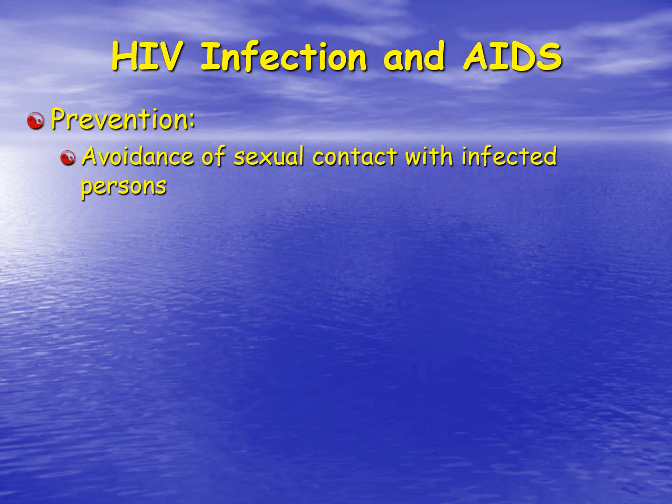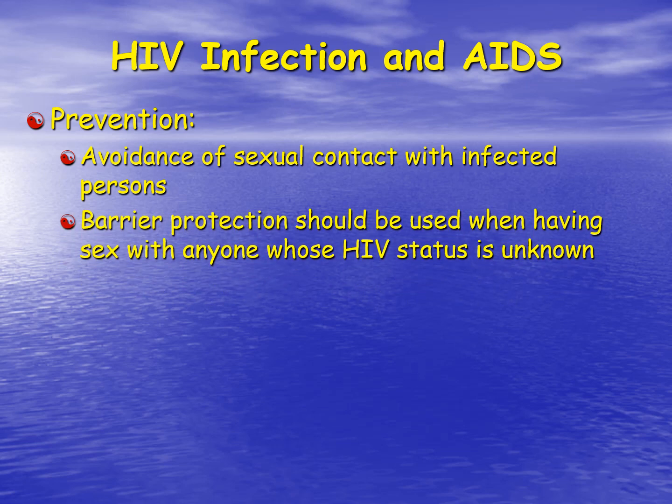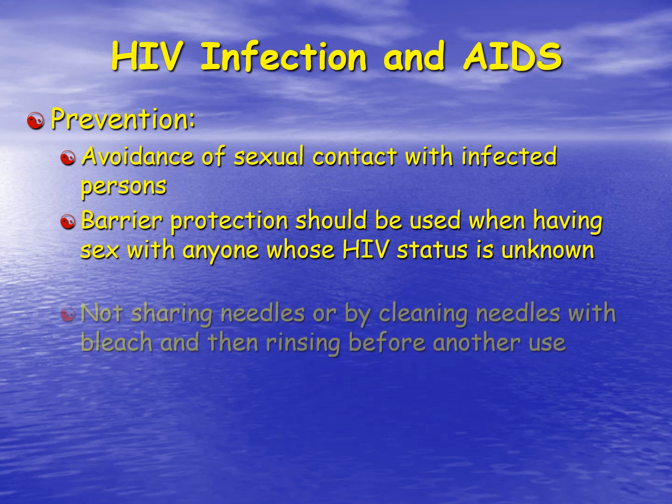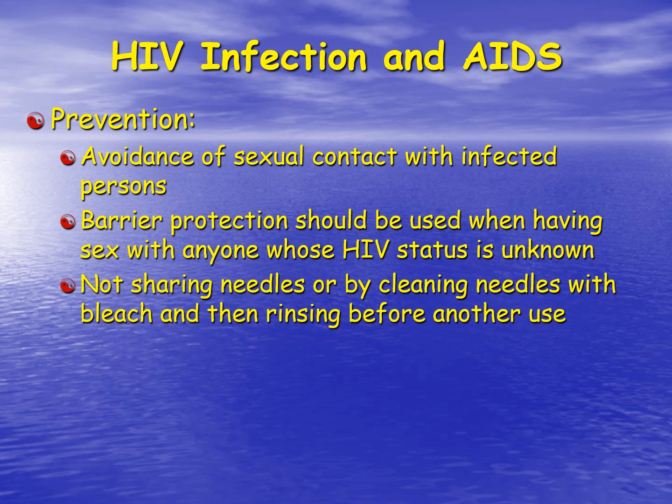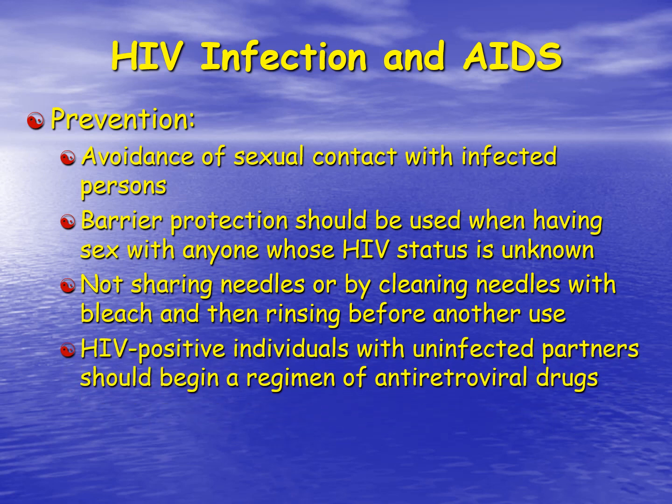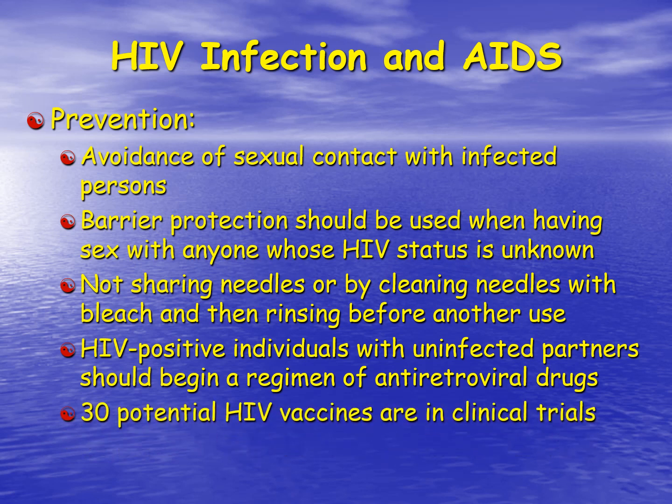Prevention: avoidance of sexual contact with infected persons. Barrier protection should be used when having sex with anyone whose HIV status is unknown. Not sharing needles, or cleaning needles with bleach and then rinsing before another use. HIV-positive individuals with uninfected partners should begin a regimen of antiretroviral drugs. 30 potential HIV vaccines are currently in clinical trials, but so far none of them have shown good enough efficacy to actually use in humans.